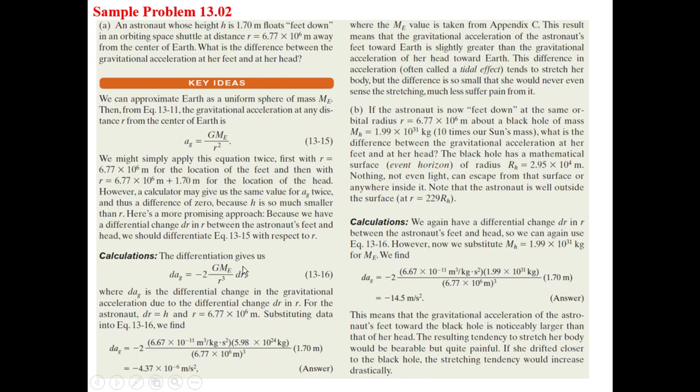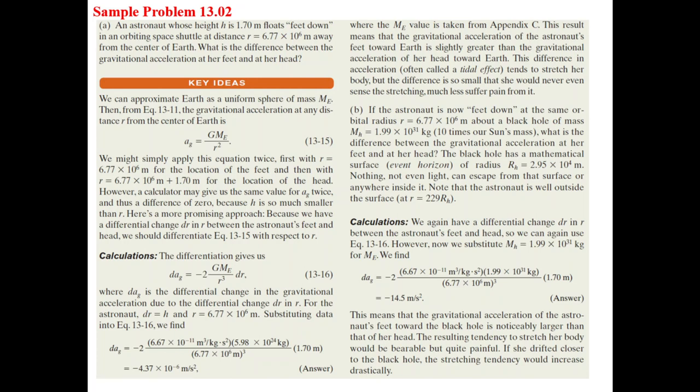So the calculation and the differential gives us this one, where da is a differential change in gravitational acceleration due to a differential change dr in r for the astronaut. dr is 1.7 meters and r is 6.77 times 10 to the power 6 meters. So this is the data, the values we put into the equation.